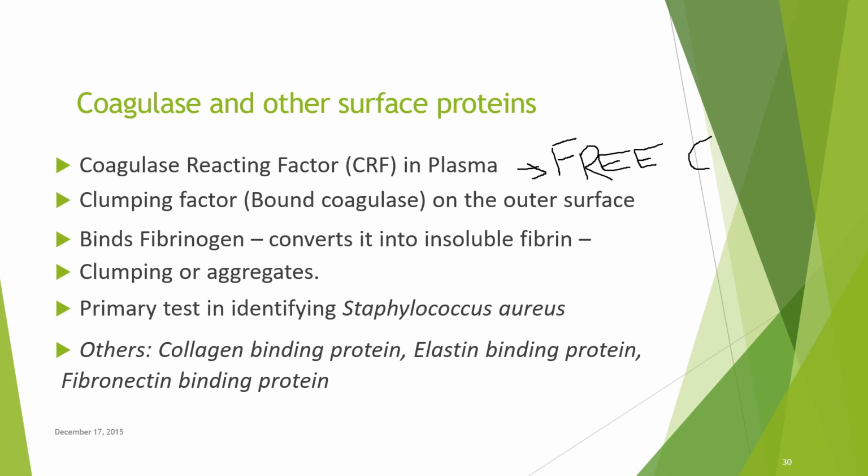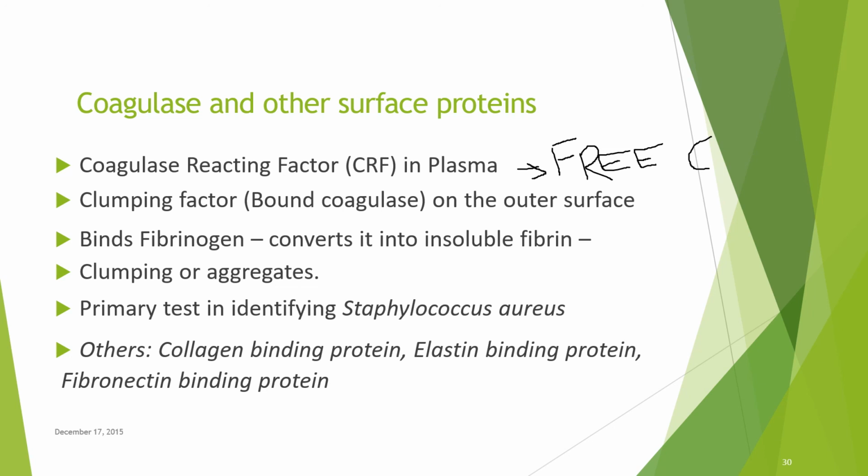What these coagulases do is they bind with fibrinogen and convert it into insoluble fibrin. That means it forms a clot. Fibrinogen is a clotting element, and these plasma coagulase proteins bind with it, so clumps or aggregates will be formed.